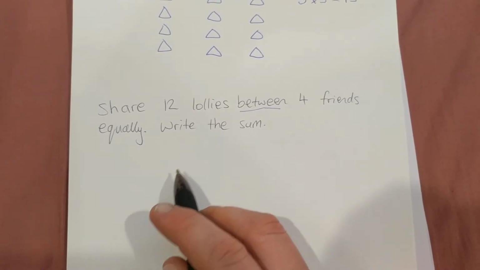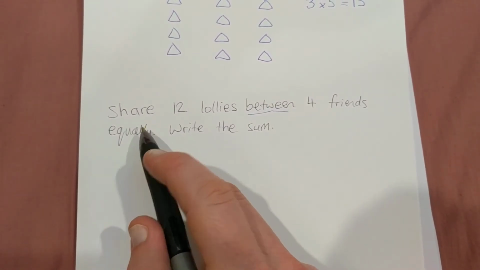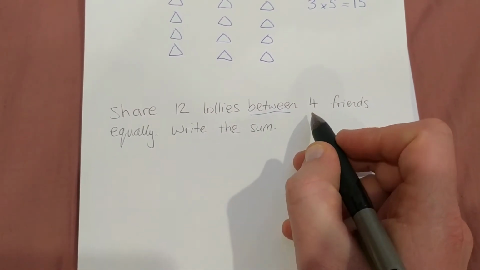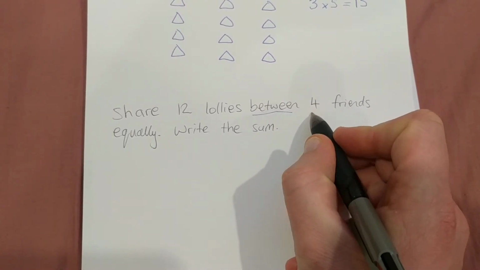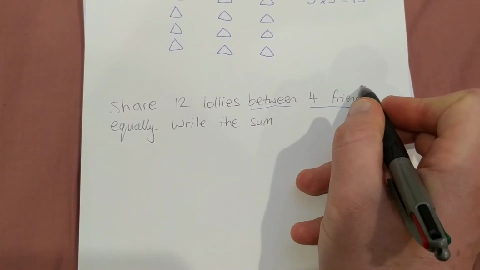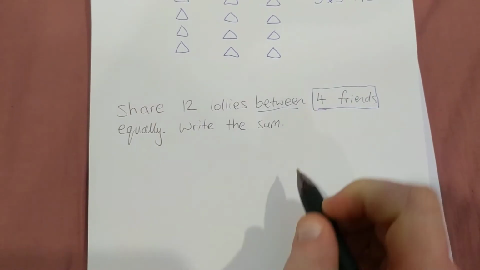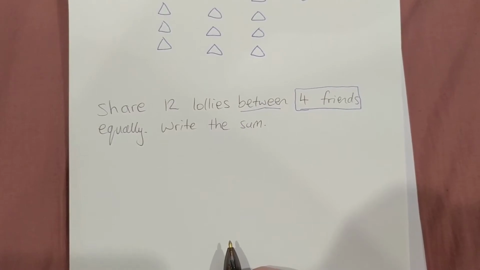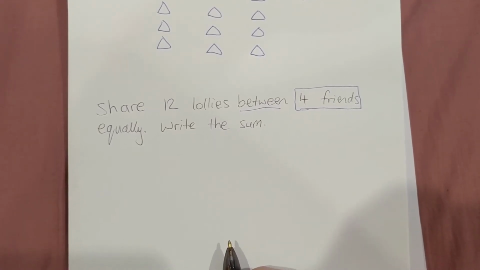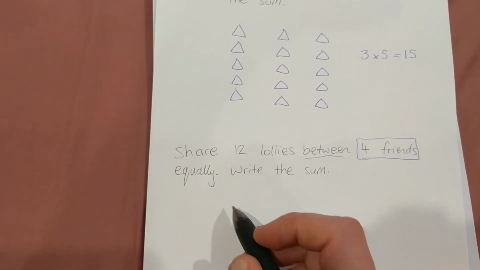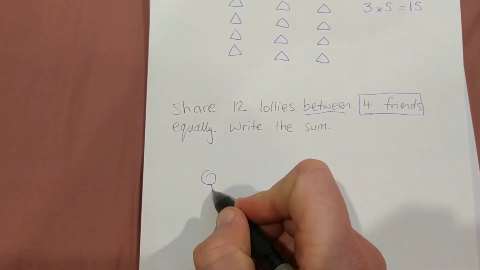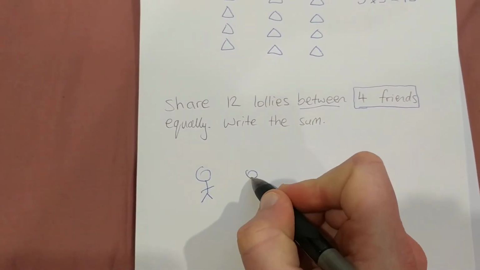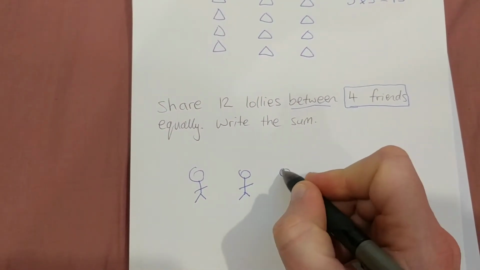When you get a question like this and you think, oh, I think this is division, you would normally then, to help you draw, figure out who's getting the share of the lollies or whatever it is that's being shared out, and draw that first. Like in this case, they're people, they're friends, so you can just draw 4 people, and that can help you to start the process.